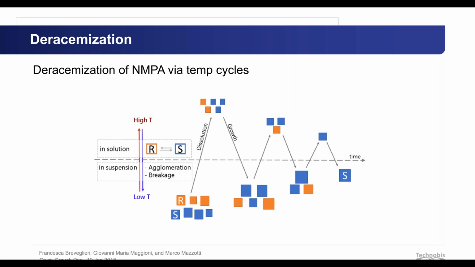Another example from the group of Professor Marco Mazzotti a few years back in 2018, where they used the Crystal16 and the temperature cycling for deracemization. This was on NMPA, a combination of Ostwald ripening and temperature cycling to enrich one of the enantiomers. For those that want to know more about it, I have here also the reference, so you can find more.